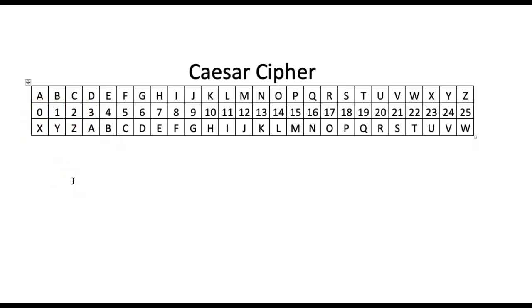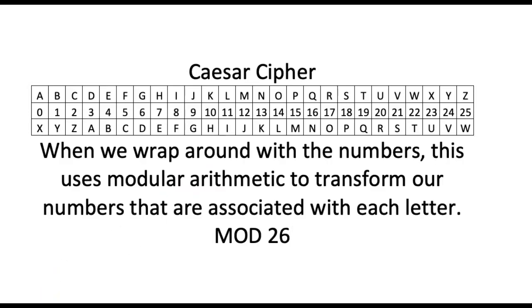You don't need the numbers necessarily to do a Caesar cipher, but I'm going to do it because we're going to show you how it works, and it sets us up for decimation. That's why I'm doing it. So this accentuates it. When we wrap around with the numbers, this uses modular arithmetic to transform the numbers that are associated with each letter, and we are using mod 26.